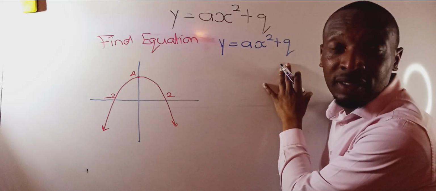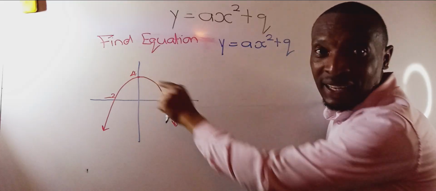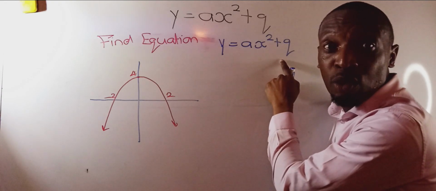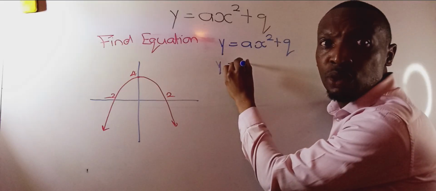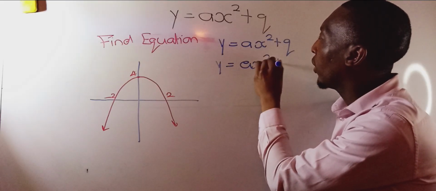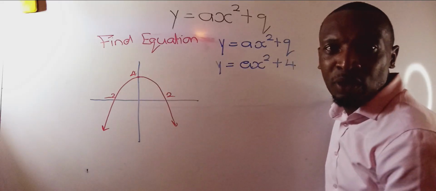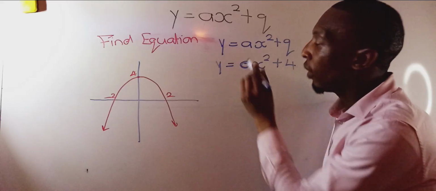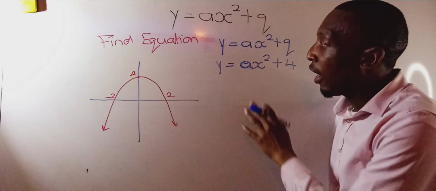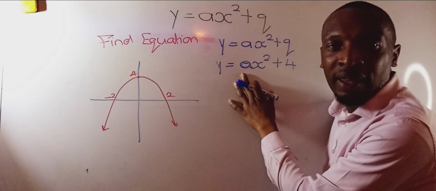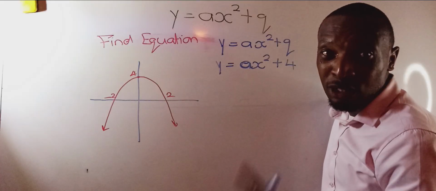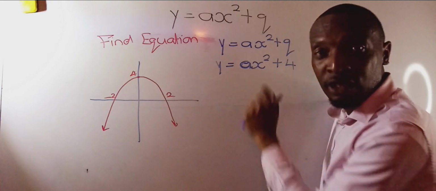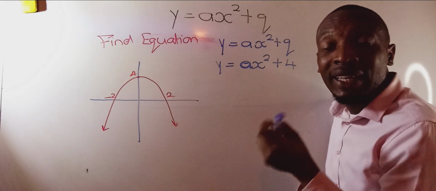q is easiest to find because it's the y-intercept, and they tell us where the graph cuts the y-axis. So I can immediately put a positive 4 here. So y is equal to ax squared plus 4. Where am I getting it from? From the y-intercept. I now need to find a, right? Again, I can't say I'm going to solve for a because I've got 3 unknowns here. I need to have 1 unknown. So if I can get a value of x and a value of y to put in here, then I can solve for a. Question, where am I going to get the x and the y?